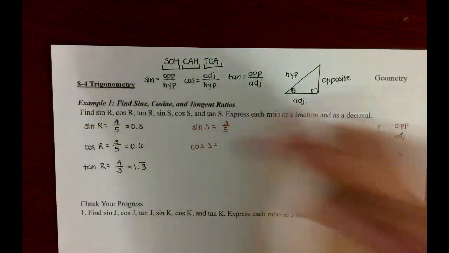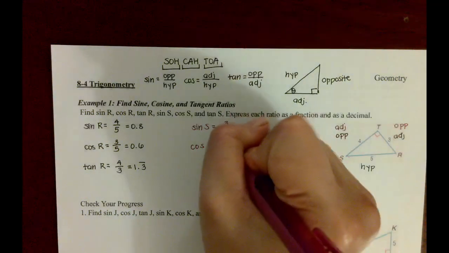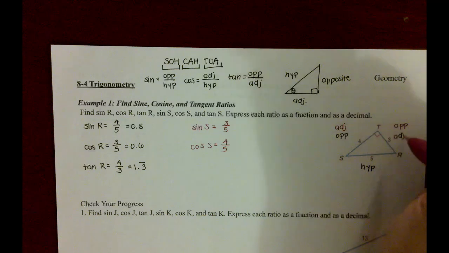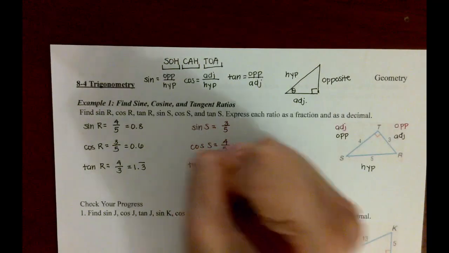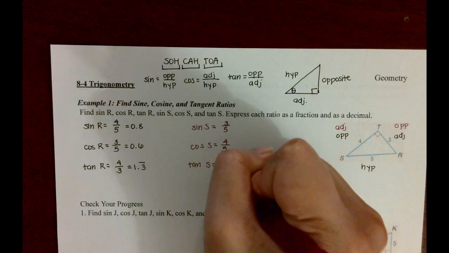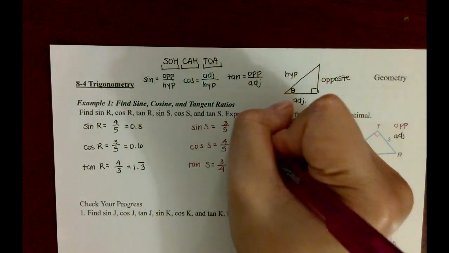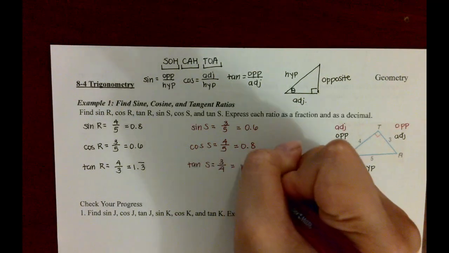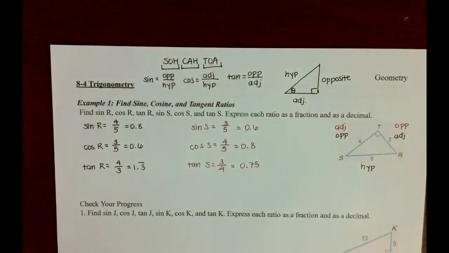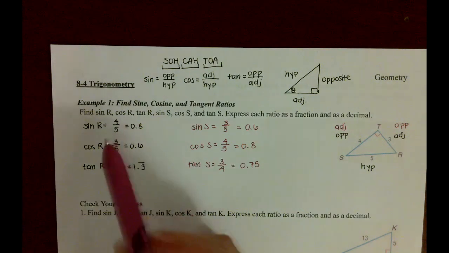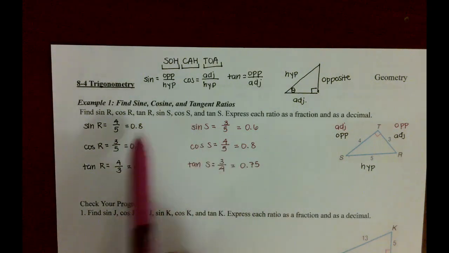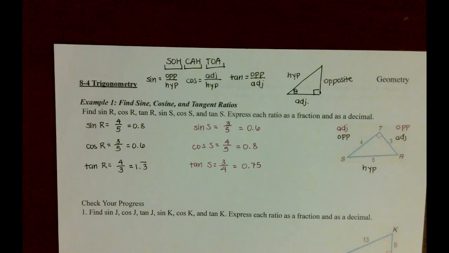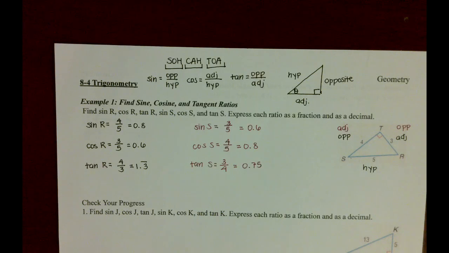Cosine of s, the adjacent of s is 4 over the hypotenuse, which is 5. And then the tangent this time is opposite over adjacent, 3 over 4. And then let's write their decimals. 3/5 is 0.6, 4/5 is 0.8, and then tangent here is 0.75. What you can recognize then is that the sine becomes the cosine and the cosine is the sine, and the tangents end up being reciprocals of each other. Okay, so there you go.